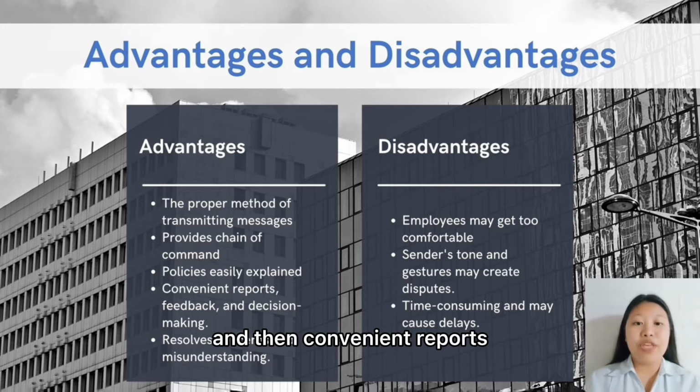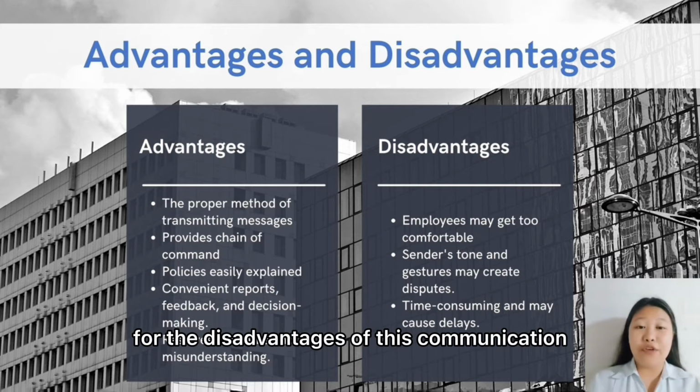And then convenient reports, feedback, and decision making. Vertical communication makes it simple to gather information and work support, which can help senior colleagues and supervisors in making decisions. And then it resolves concern of misunderstanding, because top level management and supervisors communicate directly and there is no misinterpretation or confusion. And then lastly, there will be no information bypassing.